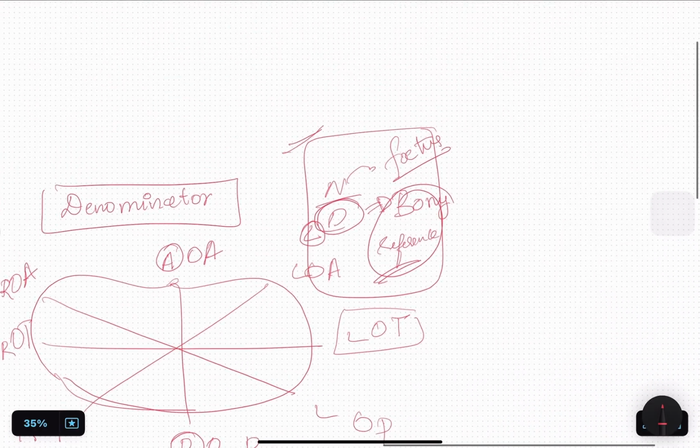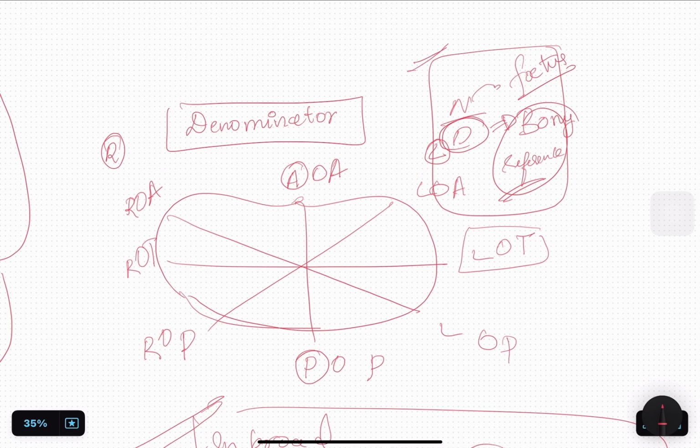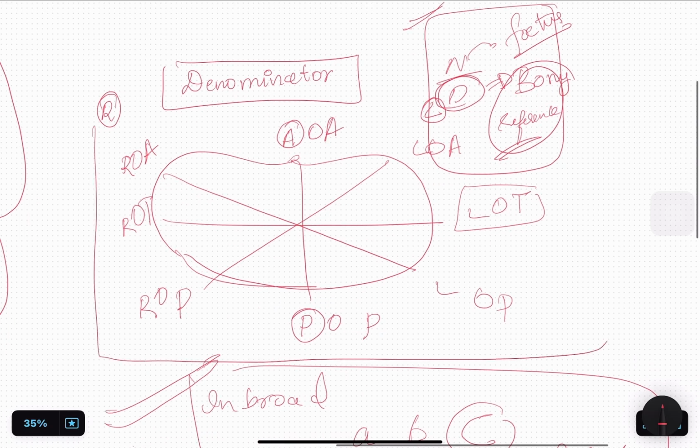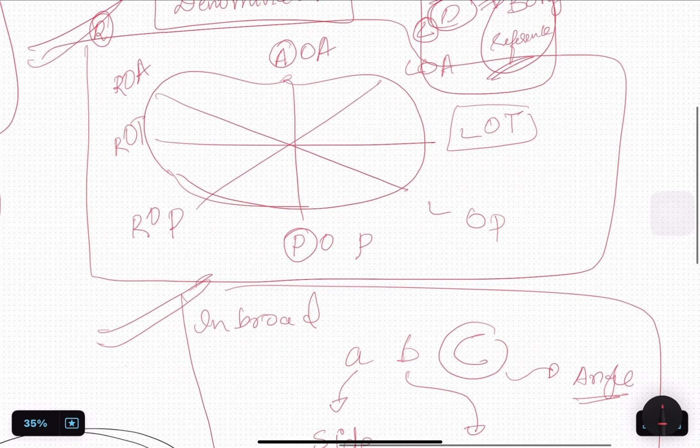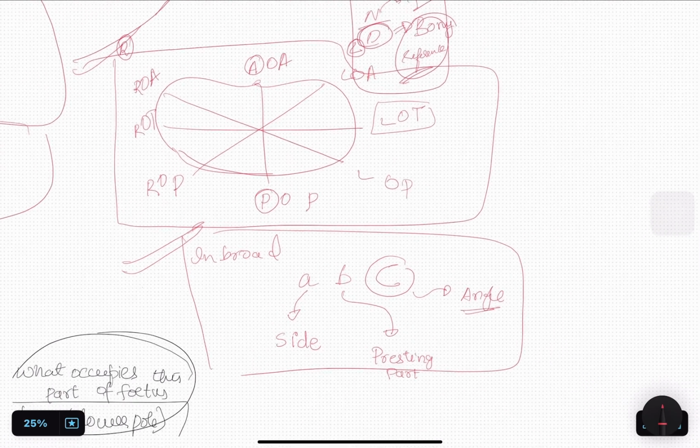And we talked about the denominator, that is the bony reference. All of this is the clear thing which we discussed so that we have a good idea of the positions of the baby's head during a normal delivery. And we discussed in broad how to go about it.